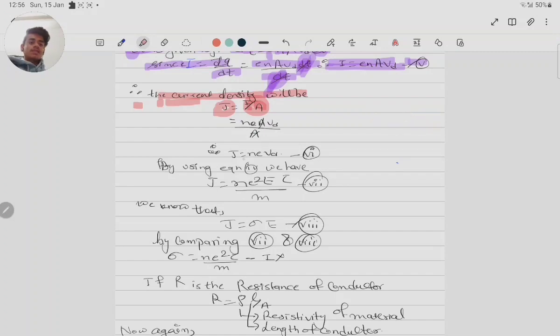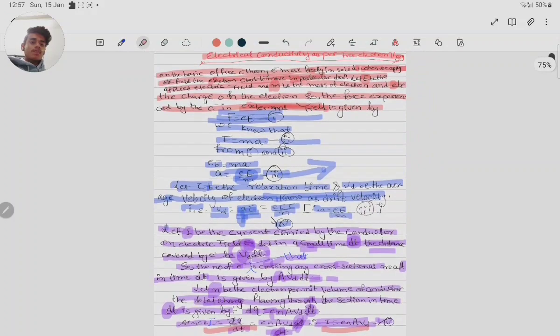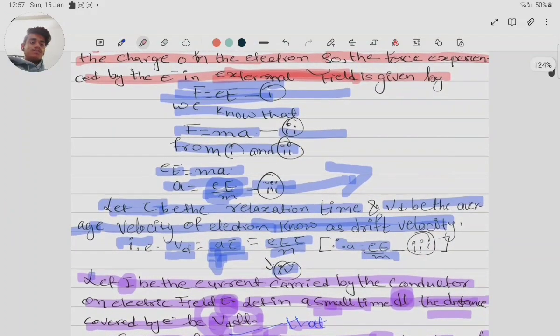Now we already have the value of I from this: I equal to n e A v_d. So J equals n e A v_d by A, and A and A are cancelled. So we get the new equation J equal to n e v_d. Again by using equation second, let me show you the equation second here.